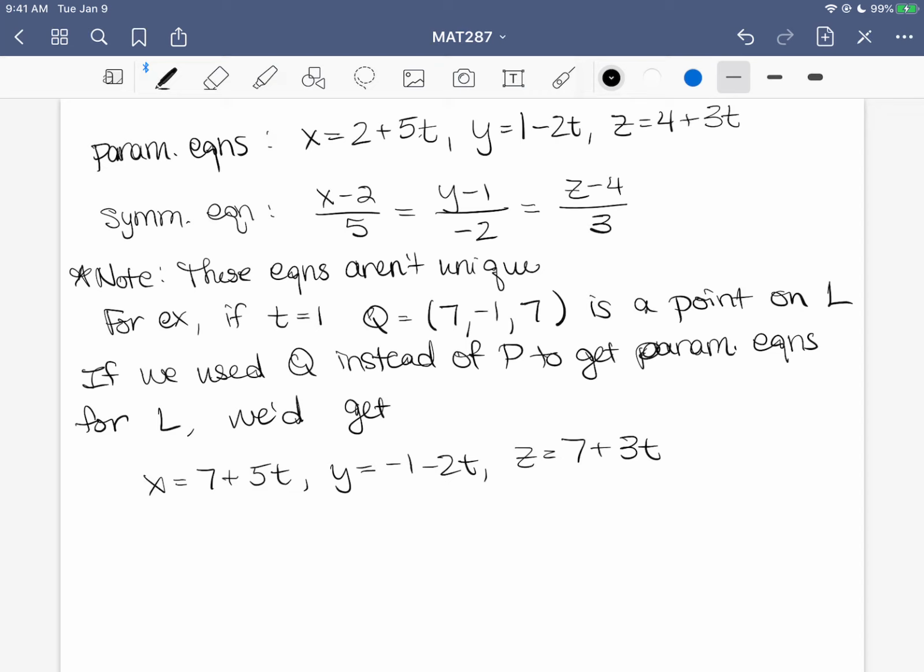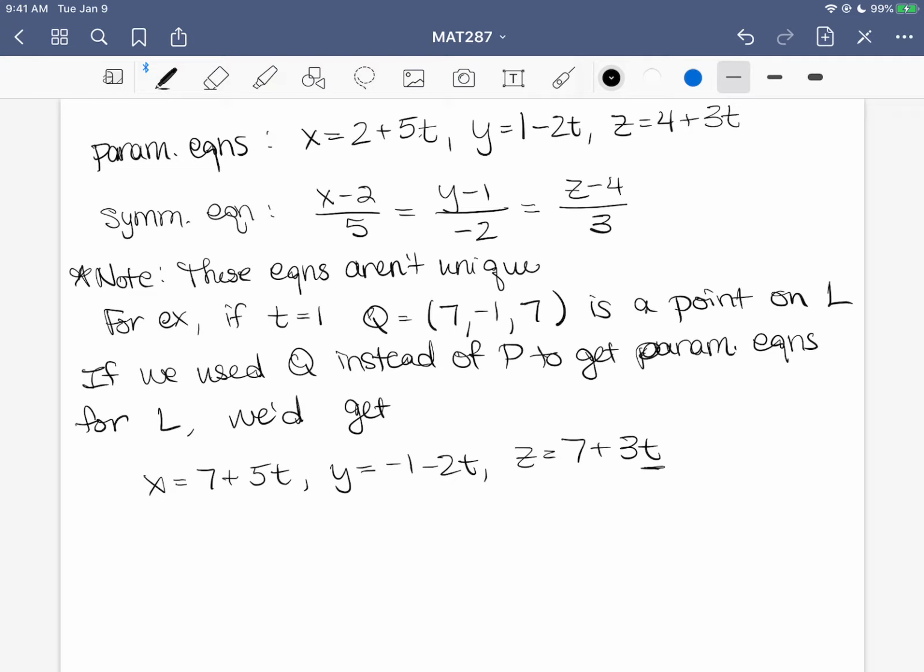Now there's nothing wrong with that, right? These are both going to give us the same line. All this does is shift what happens at different values of t. So here, to get the point P, we want to plug in t equal to -1, right?